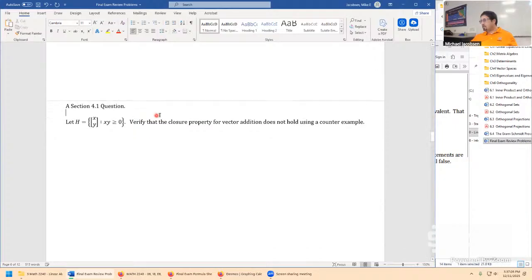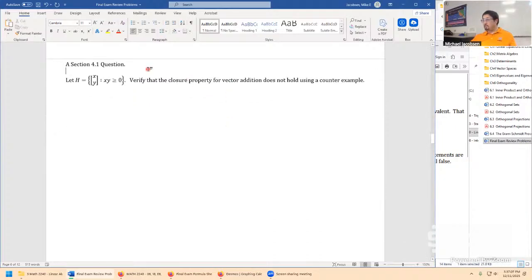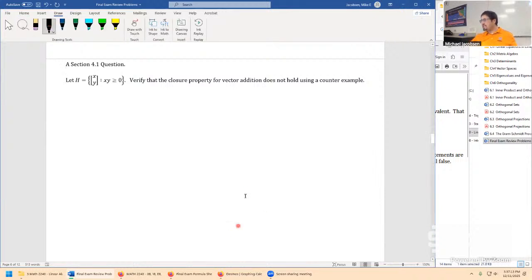So this is the kind of question that I'm going to go for on the real final exam, something kind of along these lines. It's really testing a lot of different skills. There's the skill of thinking in terms of sets. We're using set builder notation to indicate the subset H of R2. There's also the concept of what is a counterexample in the first place, and the concept of closure.